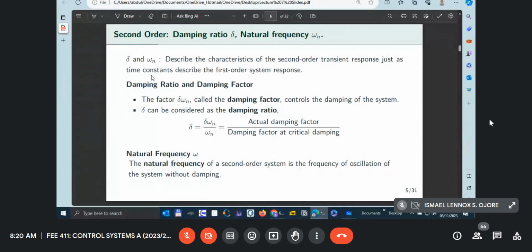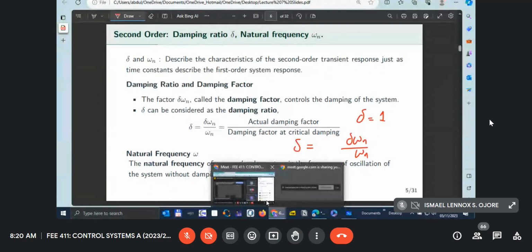So we'll see that critical damping is when delta is equal to 1. So what this equation says is damping ratio is the actual damping factor divided by the damping factor at what? At critical. At critical, we have delta equal to 1. That's why we are saying damping ratio is given by that, and it is a dimensionless quantity.